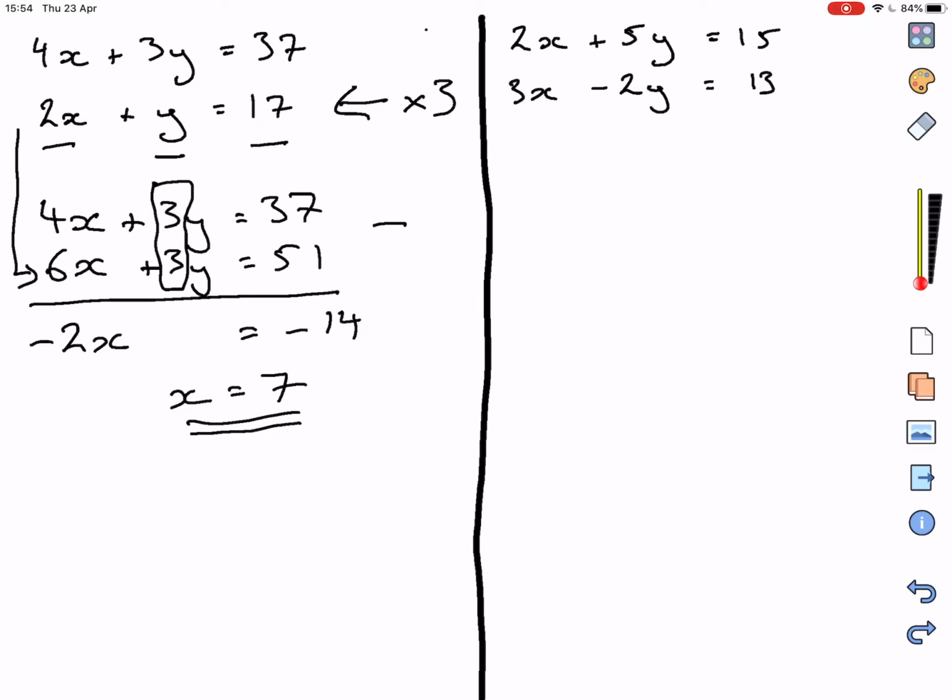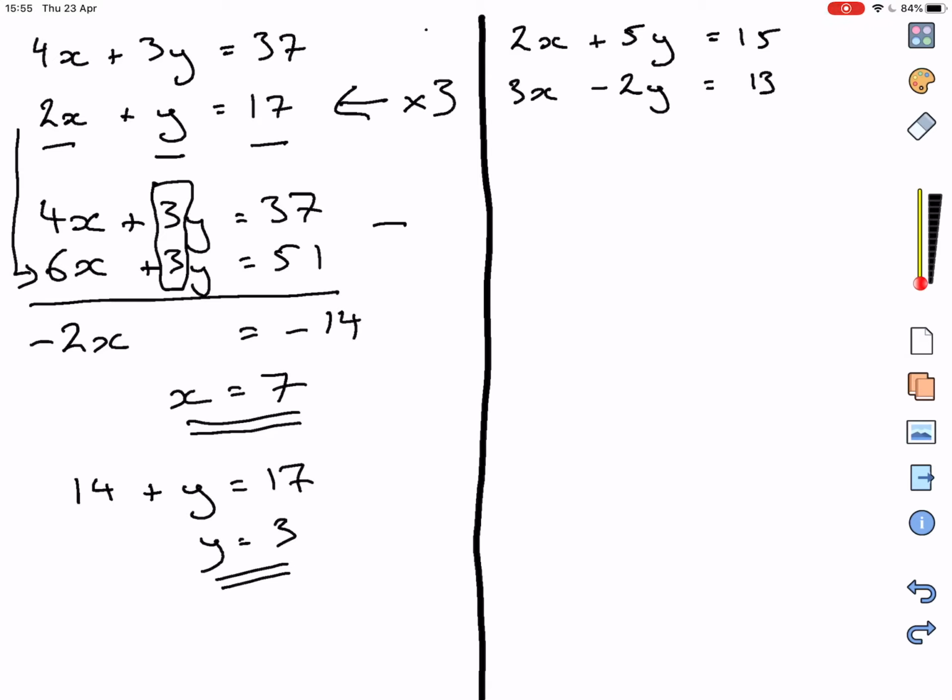So I'm going to use the second equation, 2x plus y is 17. 2x, when x is 7, is 14. So 14 plus y must be 17. Therefore, y is 3. And I've solved my simultaneous equation.